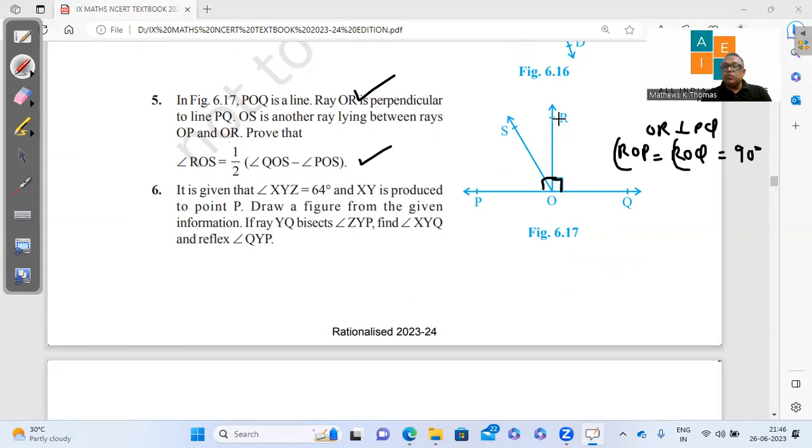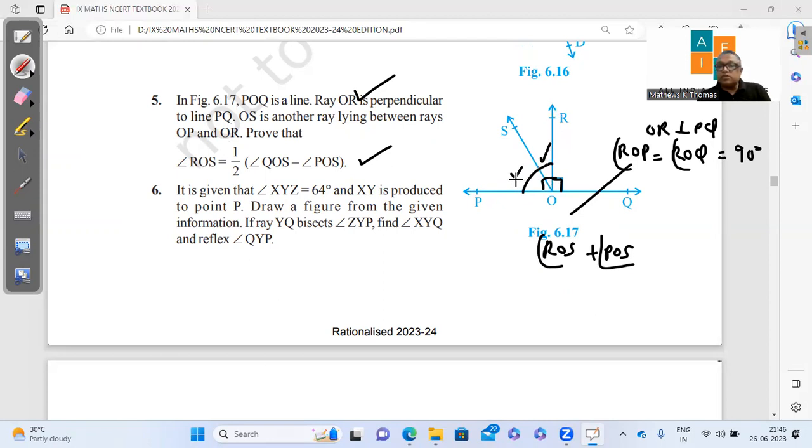Now, if you look at ROP, it is made up of two angles. One is ROS and the other is POS. So instead of ROP, I can replace it with ROS plus angle POS, right? This is a bigger angle. Instead of ROP, I'm going to split it into two parts. Look at the figure.